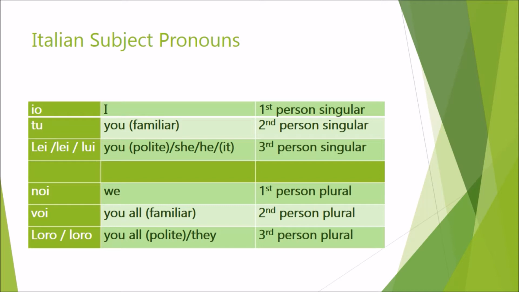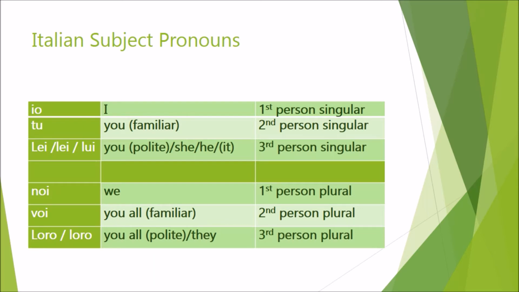Here is our Italian subject pronoun chart. Io, I, first person singular. Tu, you, familiar, second person singular. Use this for family and friends, and also with children. Lei, you, polite, third person singular. Lei, lui, she, he, third person singular.